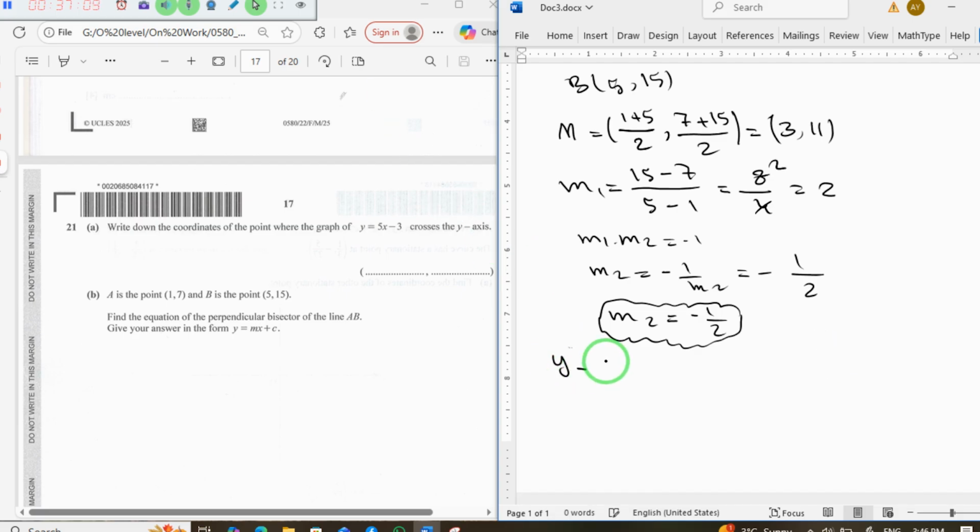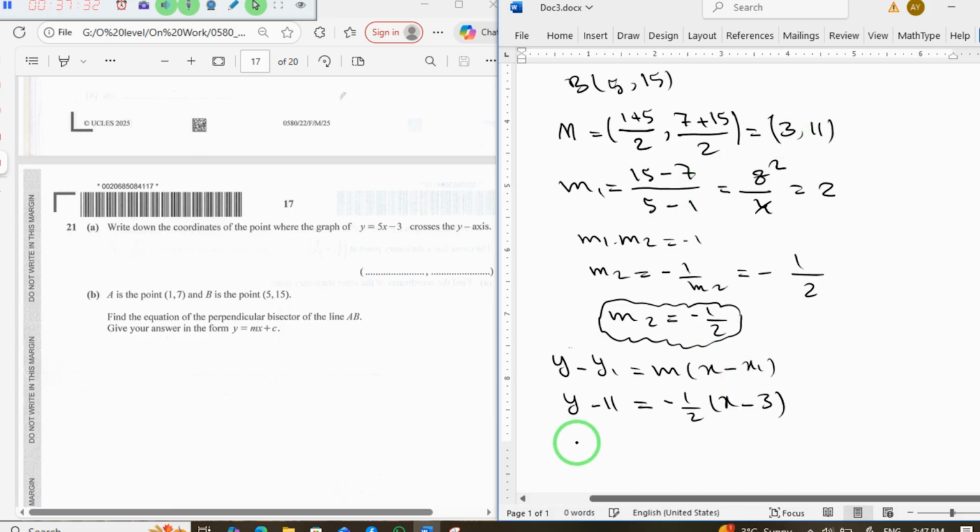y minus y1 equals m multiplied by x minus x1. Here y1 is 11, m is minus 1 over 2, multiplied by x minus x1. Here x1 is 3. Then we simplify it here.